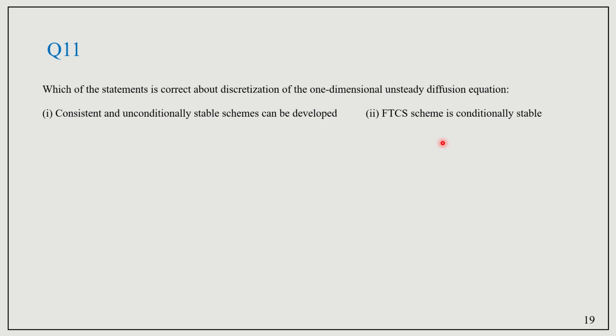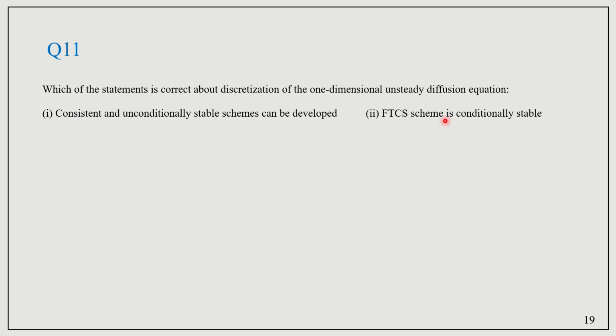Implicit schemes are mostly unconditionally stable, and also consistent in their solution, and will get a convergent solution at last. Similarly, explicit schemes such as FTCS are conditionally stable. So for the given one dimensional unsteady diffusion equation, the FTCS scheme is conditionally stable. It again depends on the Courant number criteria, which is a factor of delta t by delta x.